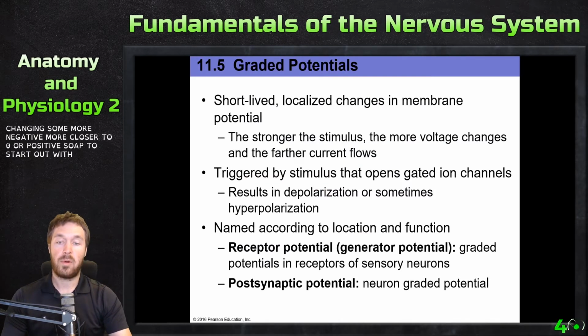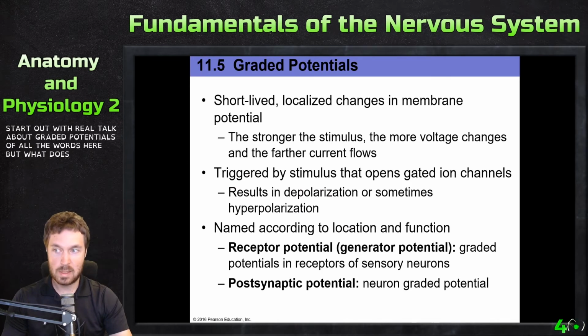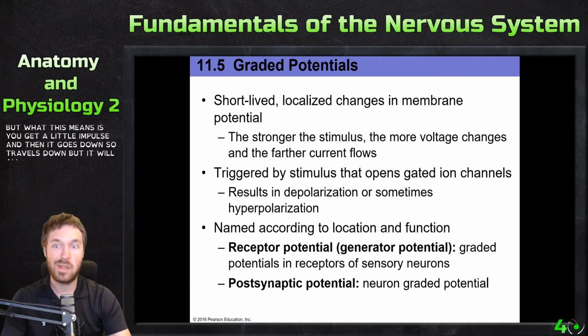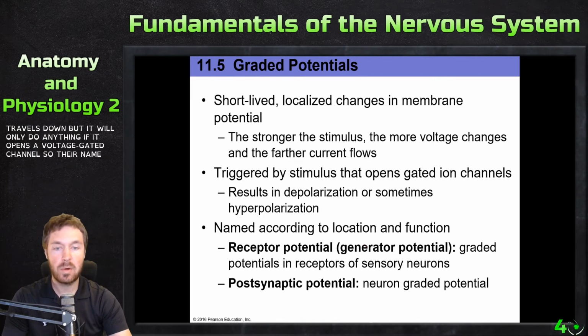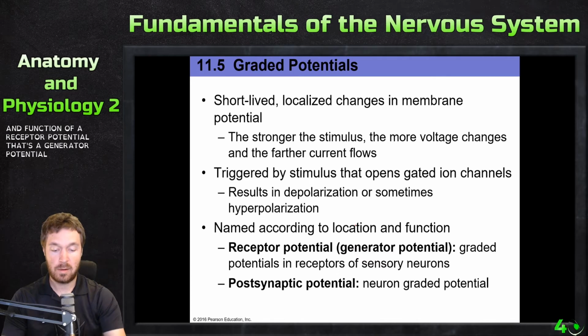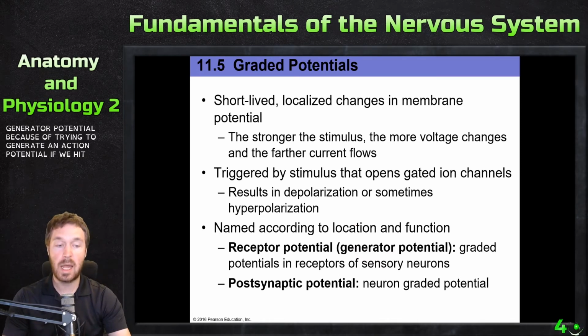So to start out with, we'll talk about graded potentials. I have all the words here, but what this means is you get a little impulse and then it goes down. So it travels down, but it will only do anything if it opens a voltage-gated channel. So they're named according to location and function. You have a receptor potential, that's the generator potential, called the generator potential because it's trying to generate an action potential. If we hit an action potential, great, but a lot of times it doesn't.